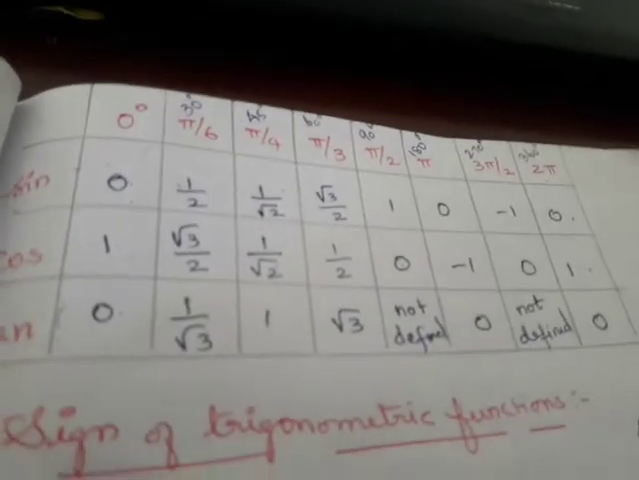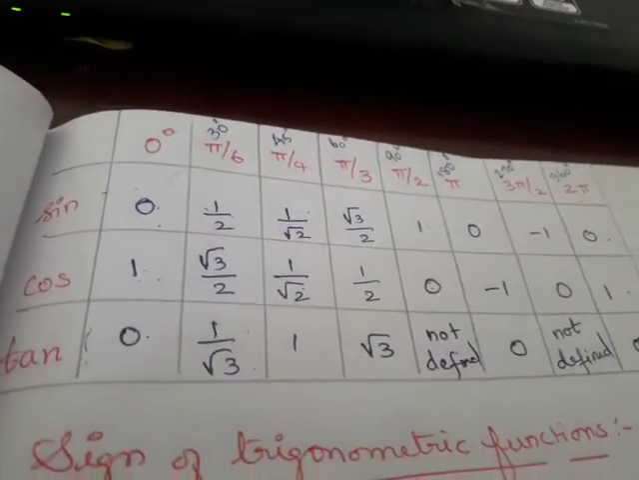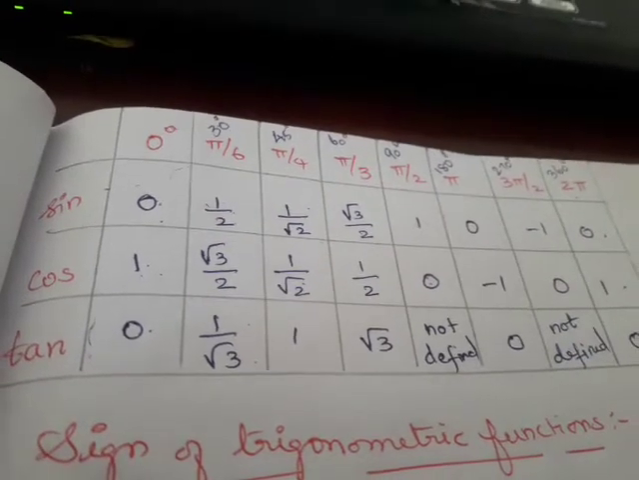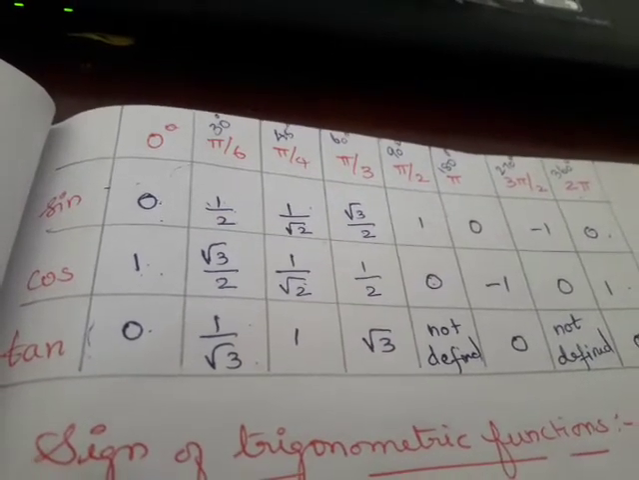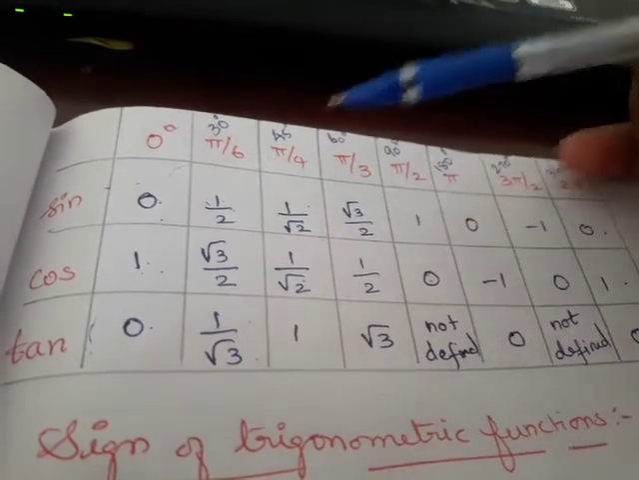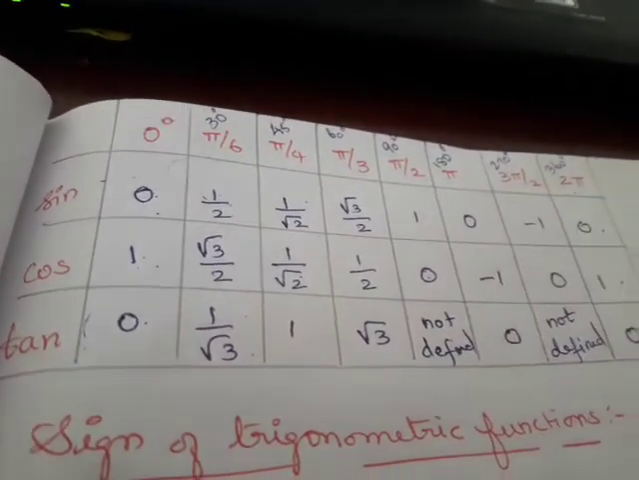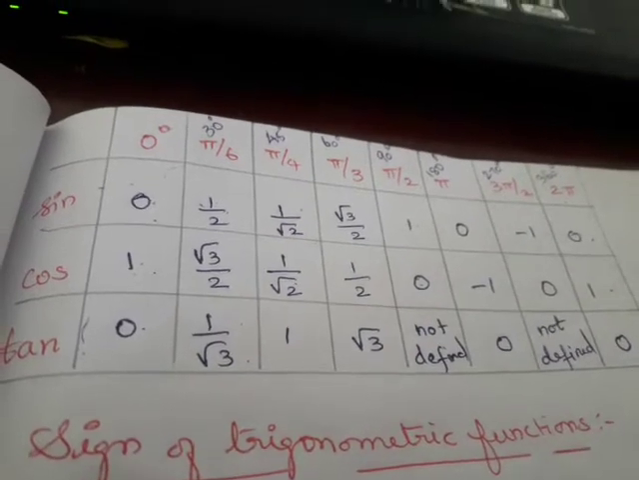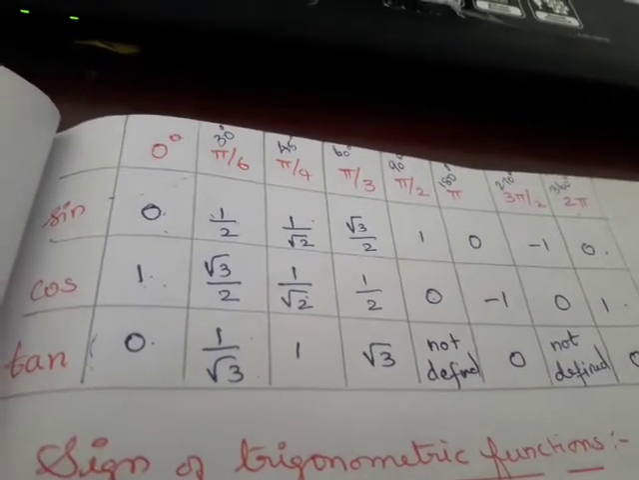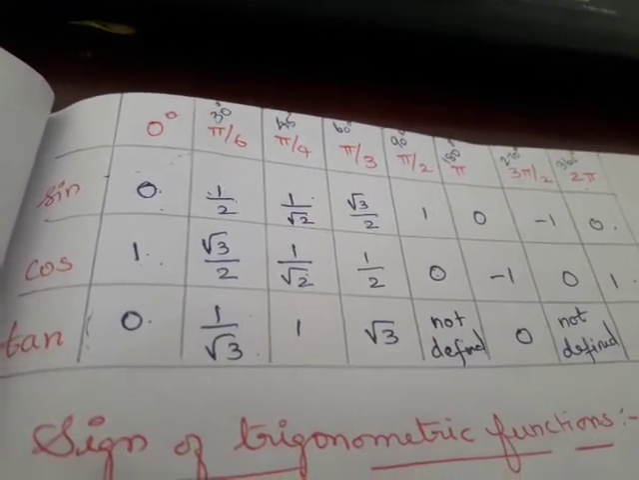And then we framed a table of all the standard angles and their trigonometric ratios, sine, cos and tan, from 0 to 2 pi, right? 0, pi by 6, pi by 4, pi by 3, pi by 2, pi, 3 pi by 2 and 2 pi. We have tabulated all the values. So with this we completed last class.